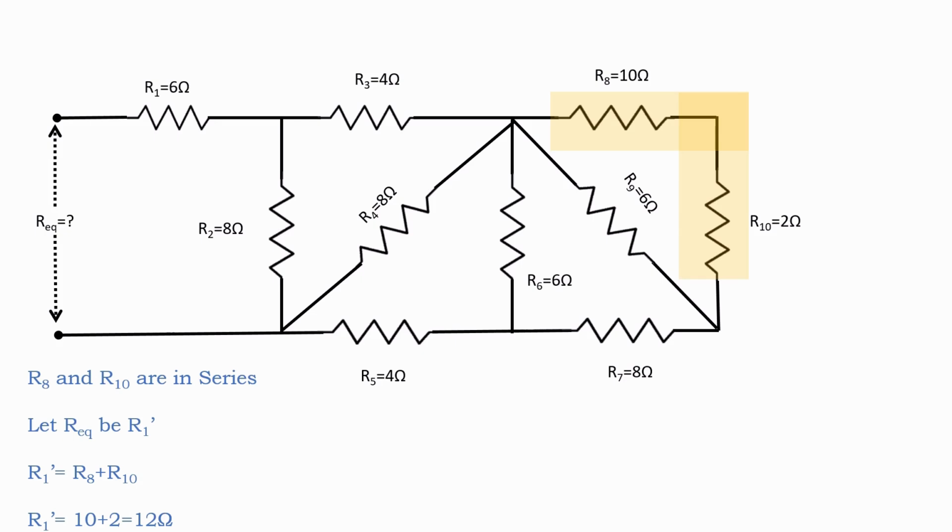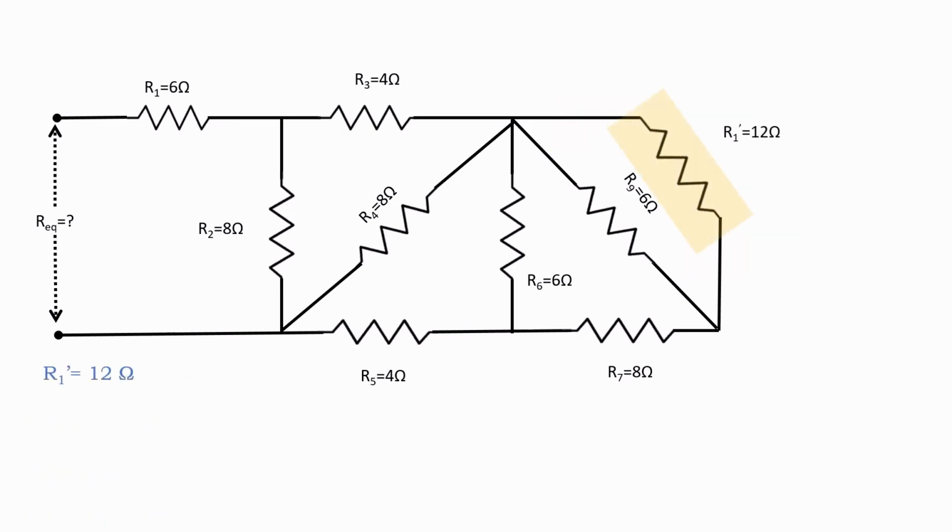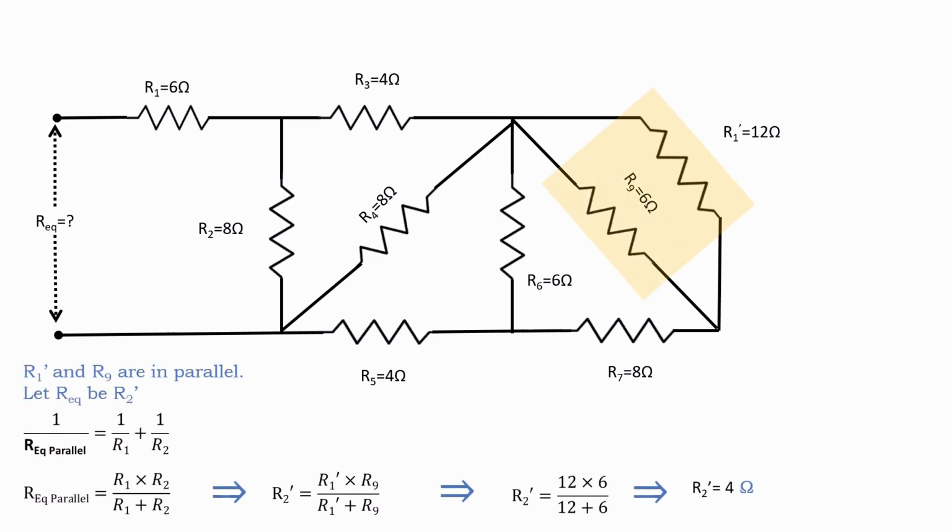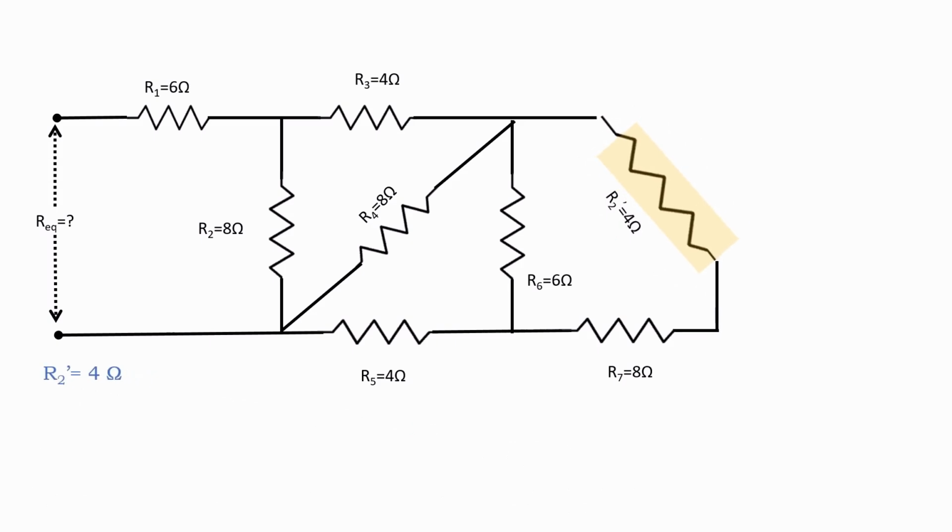These two are in series. The equivalent resistance will be sum of these two resistances. Let the equivalent resistance be R1 prime. R1 prime will be 12 ohms. Now R1 prime and R9 are in parallel. The equivalent resistance will be calculated as shown. Let the equivalent resistance be R2 prime. R2 prime will be 4 ohms.